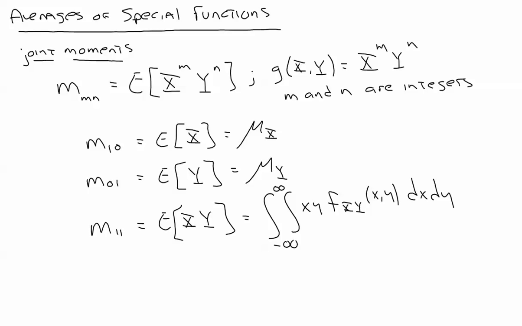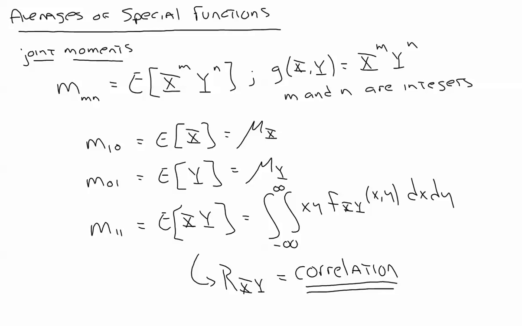The M11 joint moment is a really very special one. This one is so special we're going to give it a name. We're going to call this one R sub xy, and it's going to be called correlation. The M11 joint moment is going to be given a special designation, a capital R sub xy, and we're going to call that correlation. We're going to explore the concept of correlation quite a bit over the next several weeks.